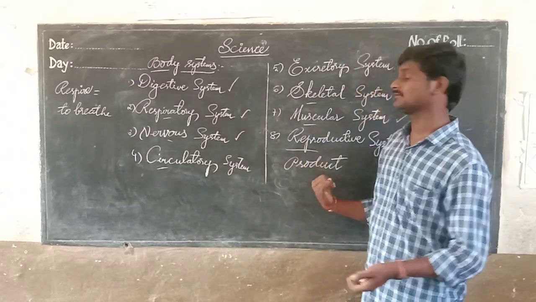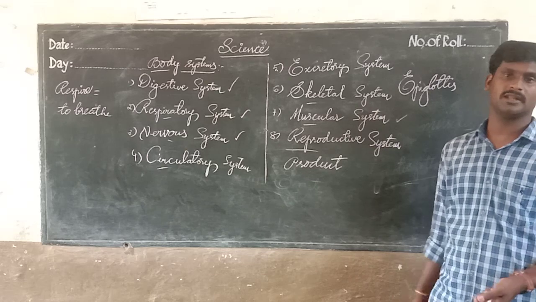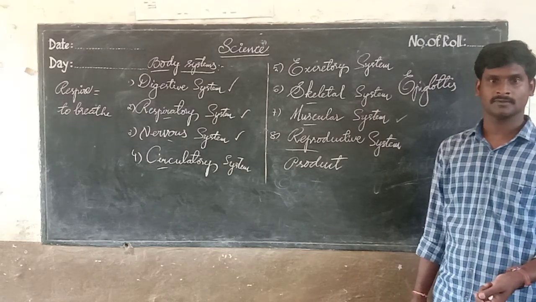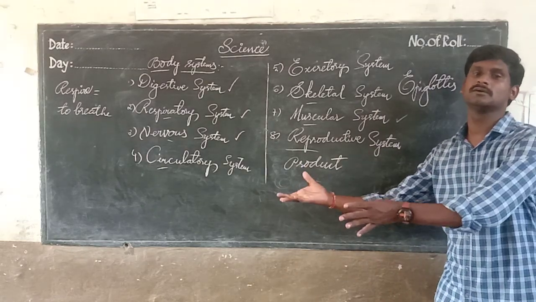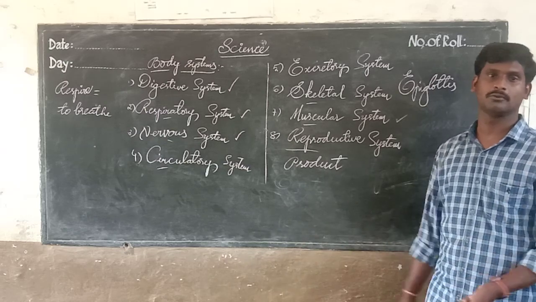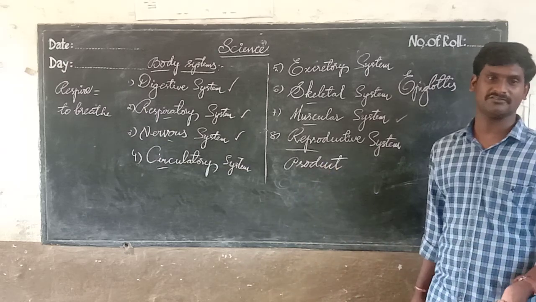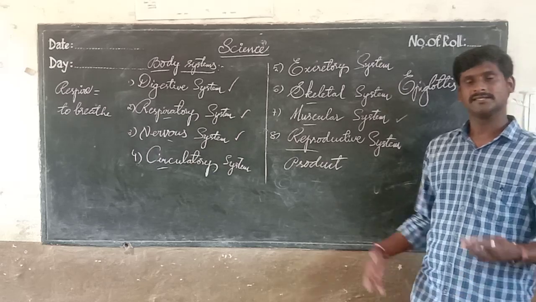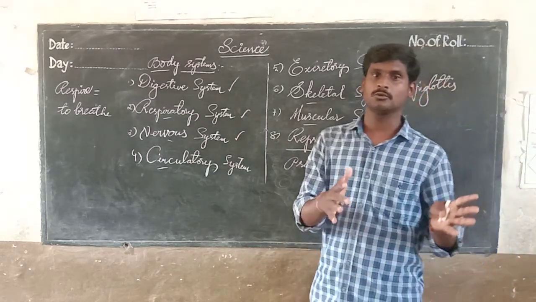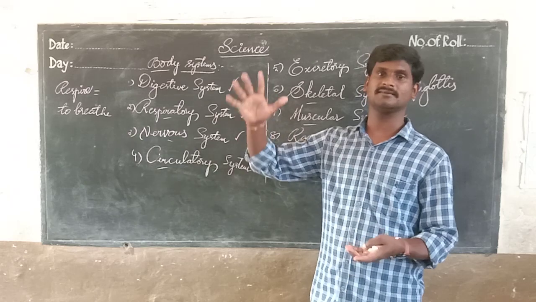If the reproductive system is not working well, it cannot do any work. There is no new baby in nature, in our world. If the system is not working well, there is no new life. The lives are continuously developing and increasing.